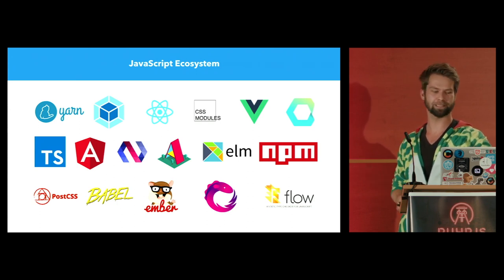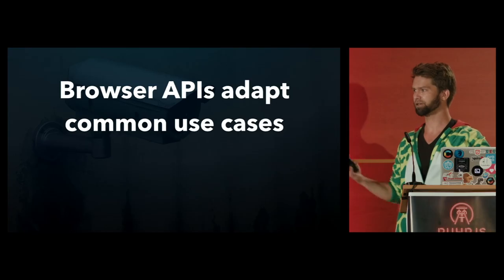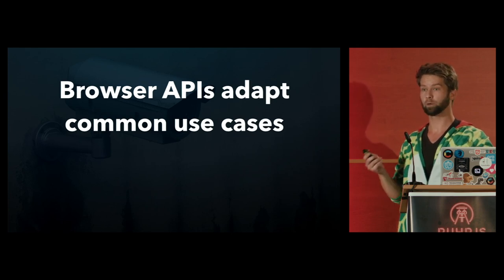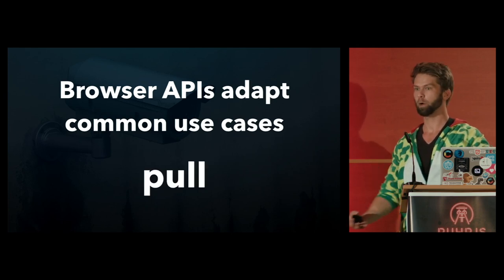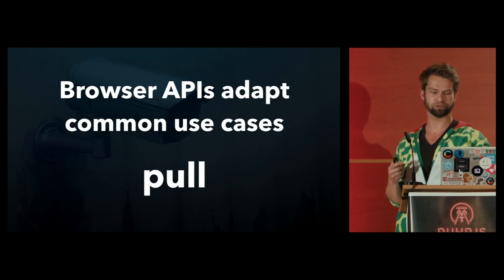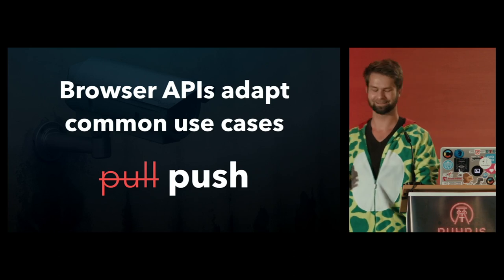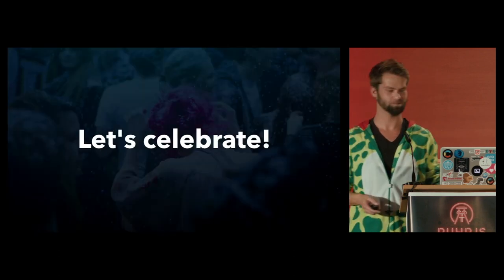A new tool every week. But at the same time, it gets better and better. Because browser APIs adapt to common use cases. Think of jQuery. Years ago, we had the dollar selector. Now we have document.querySelectorAll. And we're slowly moving from a pull model, where we have to ask for information, to a push model. And I thought we should celebrate that.